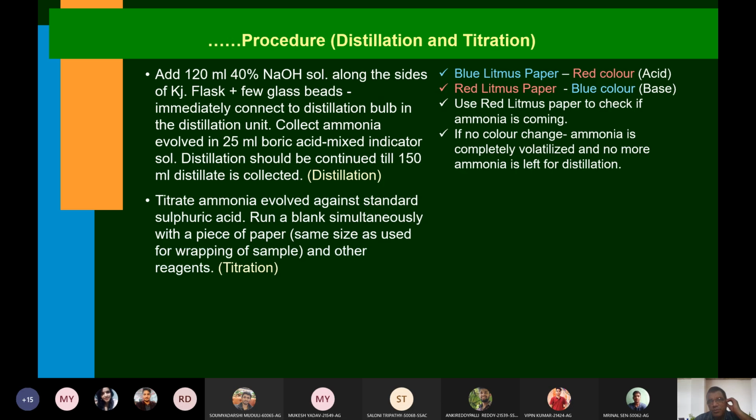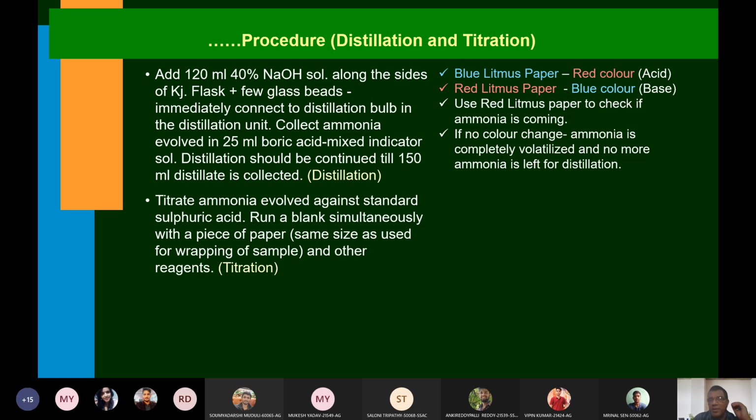Now we come to the next part, which is distillation, and the third part is titration. In distillation, you add whatever digest was there in the Geldal flask, in which you have already added 150 ml of water. Now you need to add 120 ml of 40% sodium hydroxide solution. Once this sodium hydroxide solution is added, you need to immediately start the distillation system.